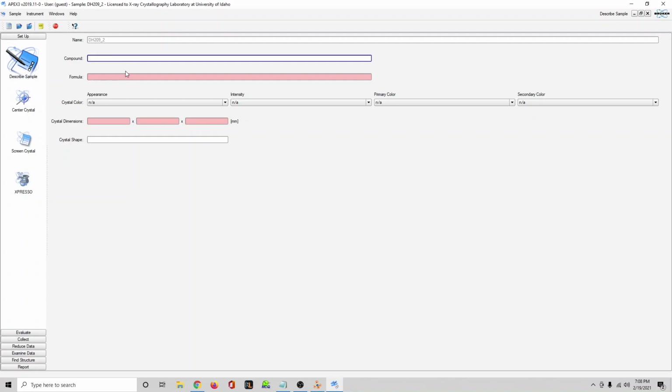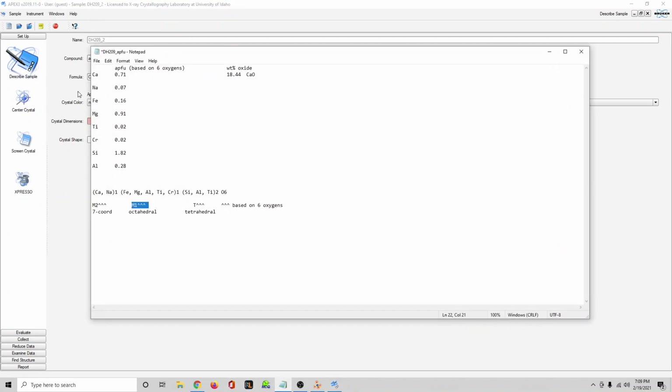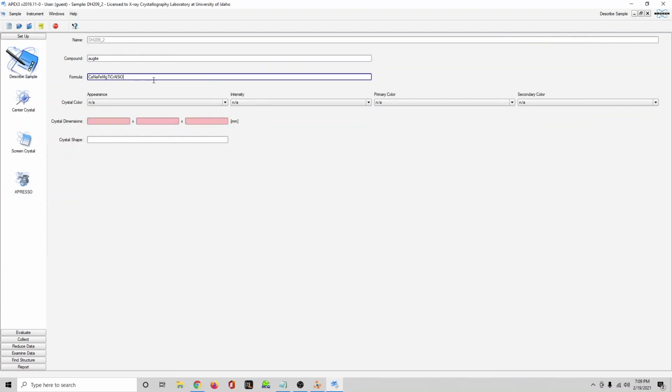So the first thing I should probably do is enter in this information. Augite is a typical pyroxene composition: Ca, Na, Fe, Mg, Ti, chromium, aluminum, silicon, oxygen. I think that's all we really need. You can enter in the exact ratios if you want here, but it's not really going to make a difference. And I'm not going to enter anything else in here for now.